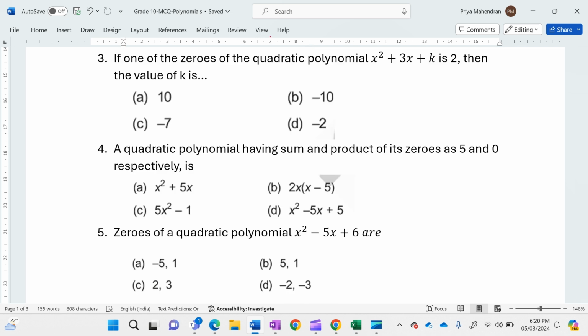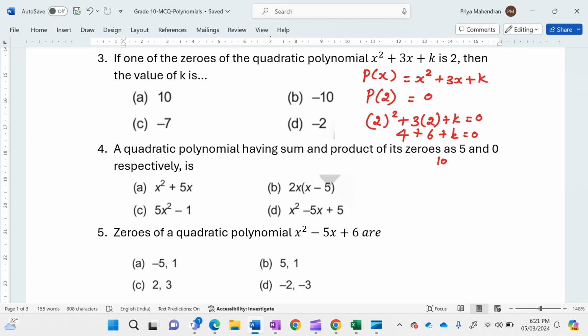Question number 3, if one of the zeros of the quadratic polynomial is 2, then the value of k is. Again, what is p of x? P of x is x square plus 3x plus k, and one of the zeros is 2. So when I substitute the value of 2 in x, I'm going to get that polynomial 0, right? So first, I need to find p of 2. So substitute x as 2 here. So 2 square plus 3 times 2 plus k equal to 0. So 4 plus 6 plus k is equal to 0. So 10 plus k is equal to 0, which implies k is equal to minus 10. So which is option B.